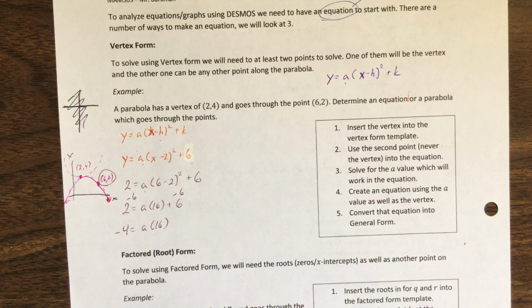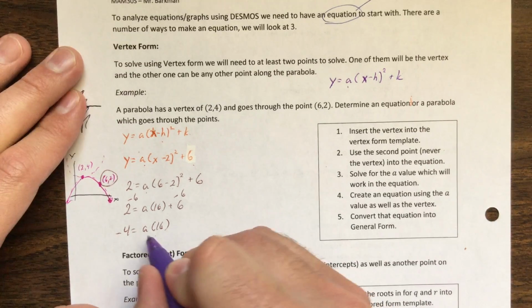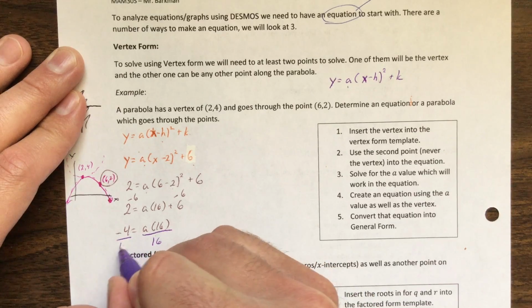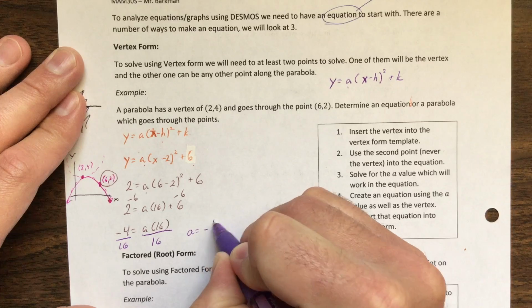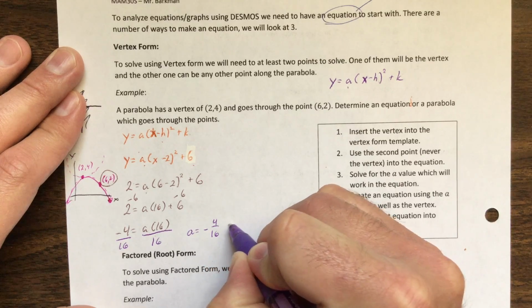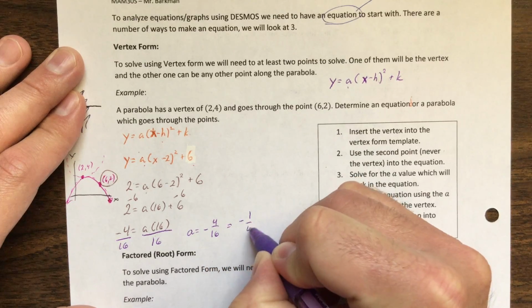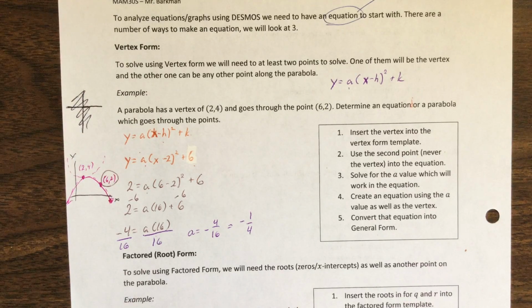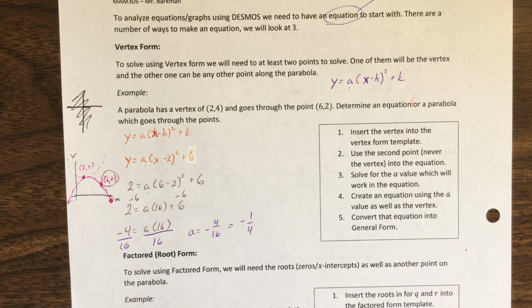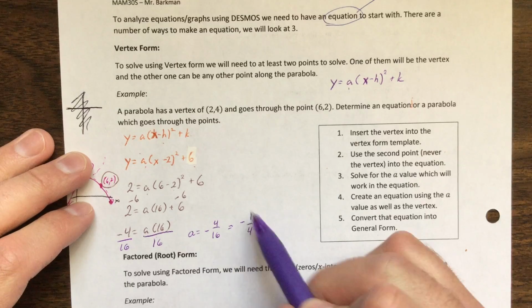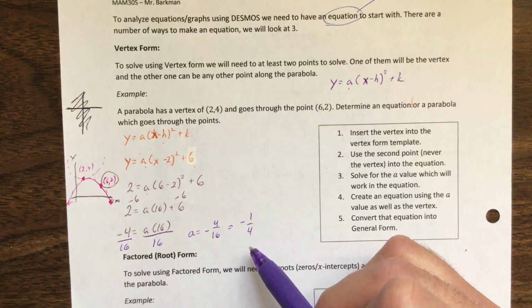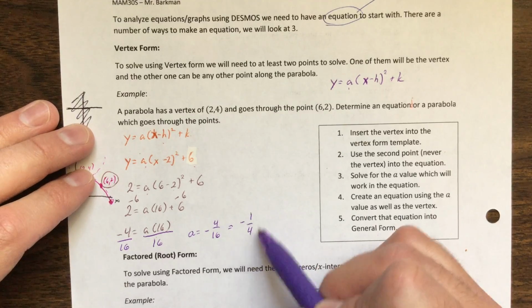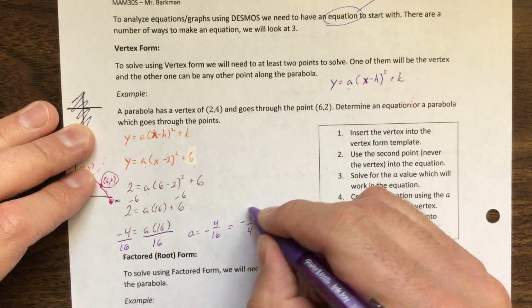Then we need to get rid of that 16 because we need to get a all by itself, so we divide by 16. And our a value is equal to negative 4 over 16, which, if we simplify it, is negative 1/4. Okay, now, usually if I'm giving you a question like this, it's going to have what I'm going to call a nice fraction. It's not going to be some sort of wacky fraction. Could be. Or it'll be a whole number, either or. But this is our value of a.